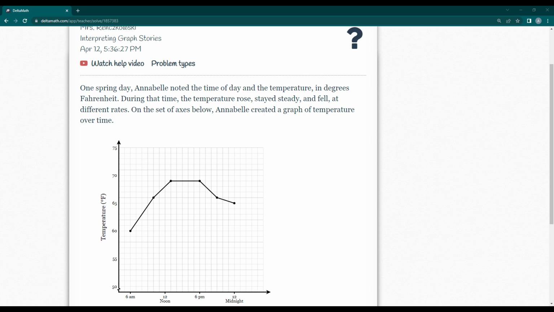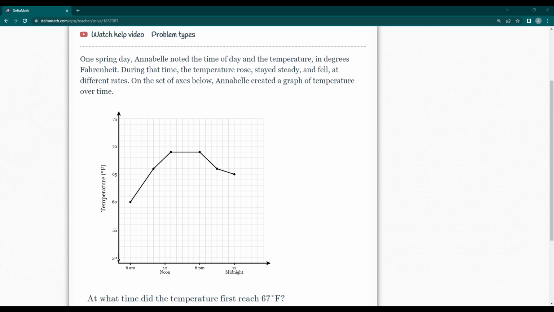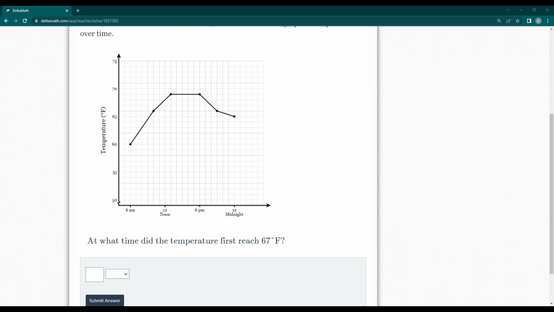So, one spring day, Annabelle noted the time of day and the temperature in degrees Fahrenheit. During that time, the temperature rose, stayed steady, and fell at different rates on the set of axes below. Annabelle created a graph of temperature over time. So here is a beautiful graph. At what time did the temperature first reach 67 degrees?